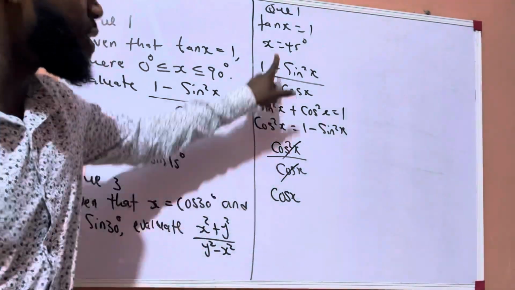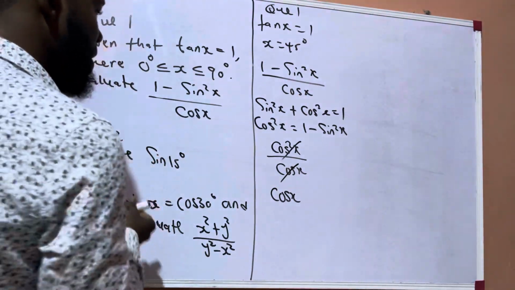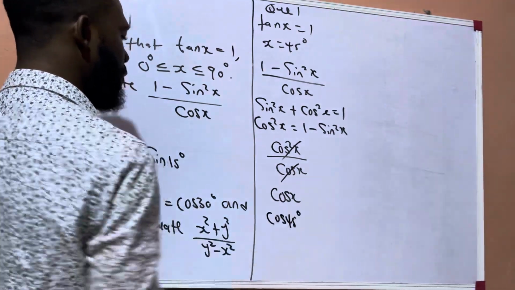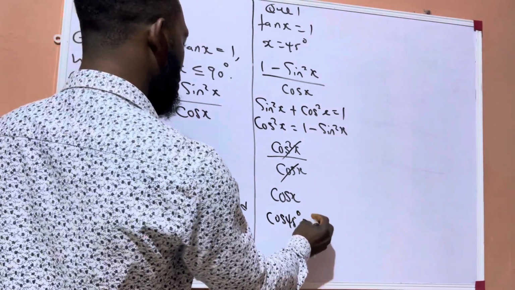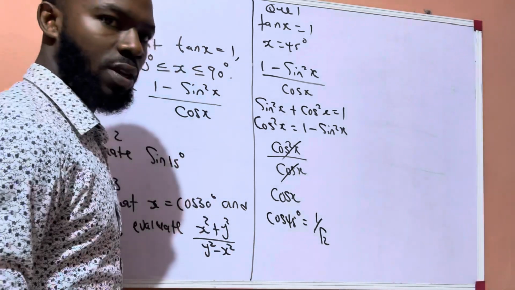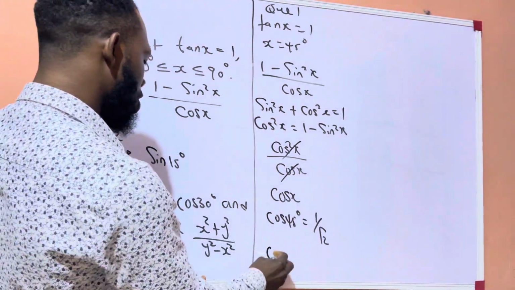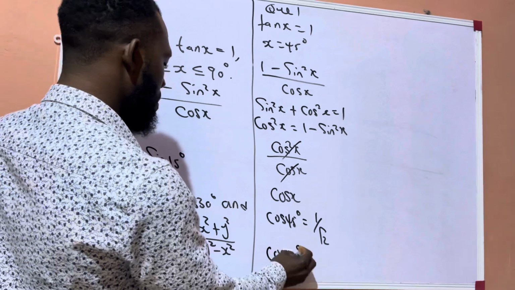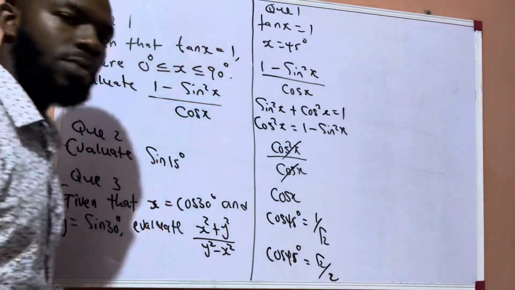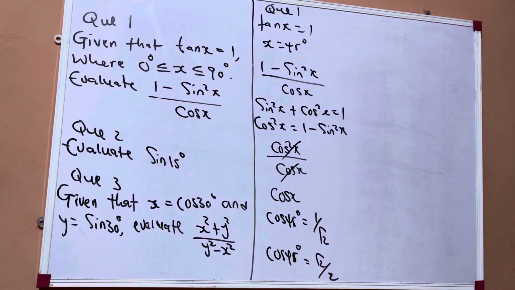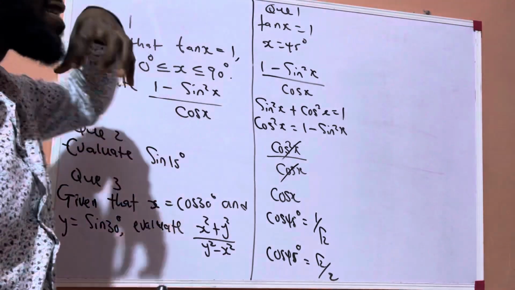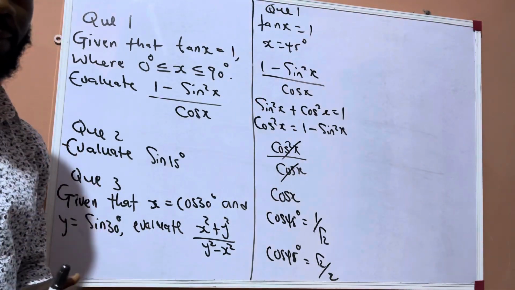Now don't forget we said x is 45 degrees. So, wherever I see x, I'll write cos 45 degrees. And cos 45 degrees is the same thing as 1 over root 2. Then if we rationalize this, cos 45 degrees becomes root 2 over 2. So this is the answer to question number 1, which says evaluate (1 minus sin squared x) over cos x, given that tan x equal to 1.